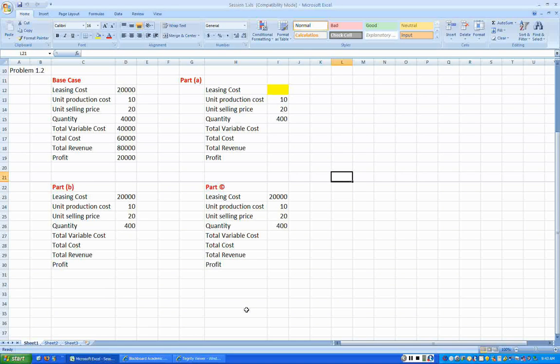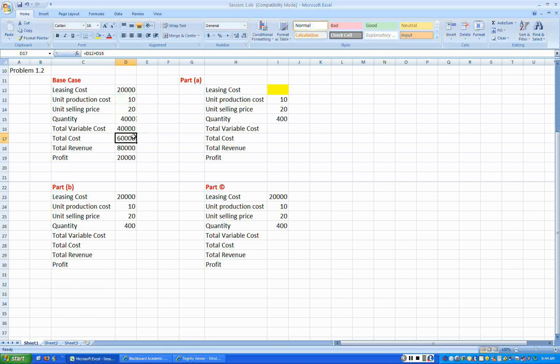So in this problem you are looking at a situation in which you can lease the equipment for $20,000. Then the unit production cost is $10, unit selling price is $20, and the quantity to produce that they are looking at is 4,000. Once you have that data, the total variable cost is the product of the quantity that you sell times the unit production cost, which is 10. So that's the total production cost.